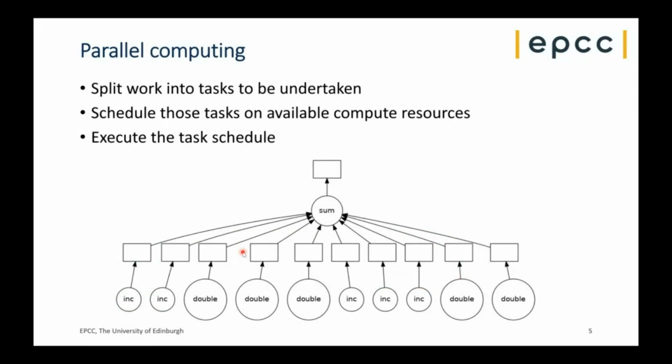So the fundamental approach for a framework like Dask is task parallelism. So it's to split the work in a program into individual tasks which can be run separately, and then to schedule those tasks on available compute resources and then execute those tasks. So here's an example of a program. This is a task framework of a program that I wrote for Dask.